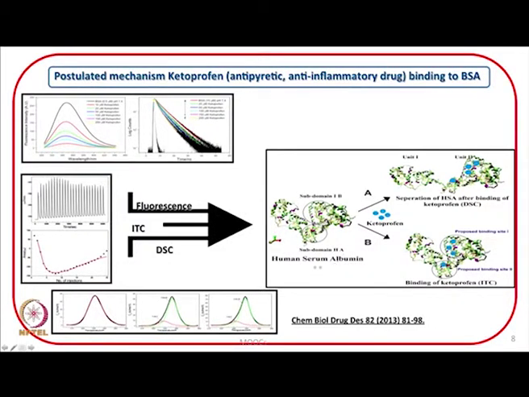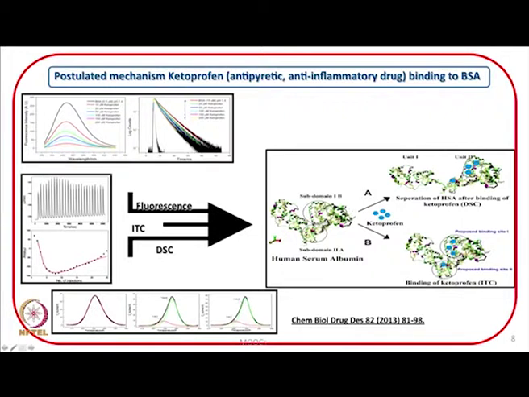This slide shows the binding of Ketoprofen, which is an antipyretic, anti-inflammatory drug, to serum albumin. By the use of isothermal titration calorimetry, the binding site of Ketoprofen on serum albumin can be identified. That means we can address this step where the ligand is going and binding.